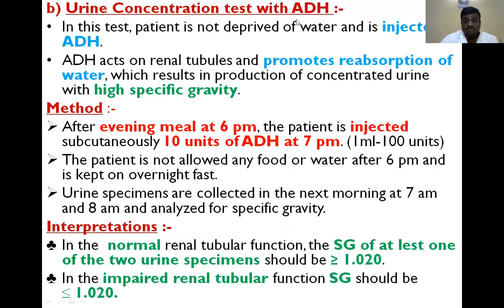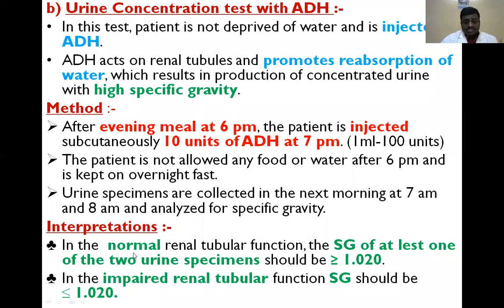Next one is the urine concentration test with the antidiuretic hormone. You can simply remember this and forget about the method. In these patients, we do not deprive water. They are drinking water, but antidiuretic hormone is injected. So more antidiuretic hormone is present in the blood. Whenever antidiuretic hormone is present in excess, more reabsorption takes place in the kidney tubules and concentrated urine is produced.